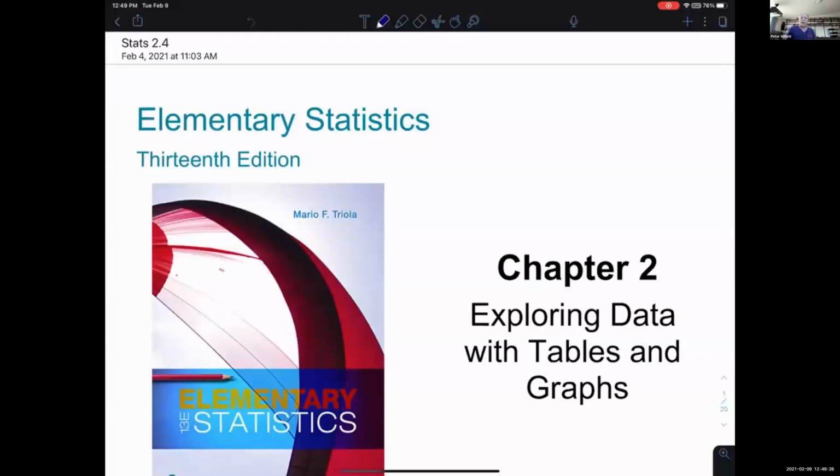So welcome to the end of chapter 2. We will look at 2.4 today. So in chapter 2, we've been exploring data with tables and graphs.